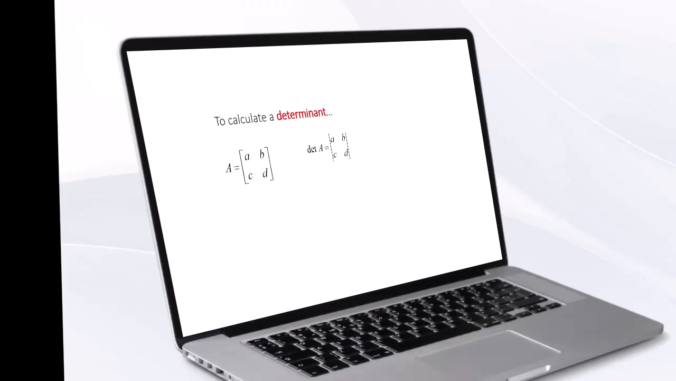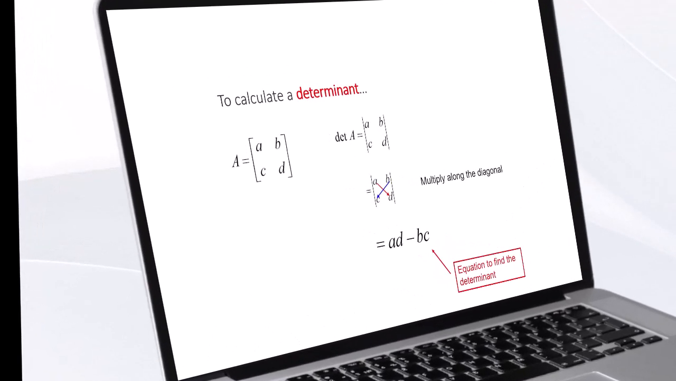So how do we calculate the determinant of a 2 by 2 matrix? Let's say you're given matrix A, which is A, B, C, D. To get the determinant of A, you multiply along the leading diagonal, AD, that is A times D, then subtract the product of the other diagonal, BC. That is the formula for finding the determinant of a 2 by 2 matrix.